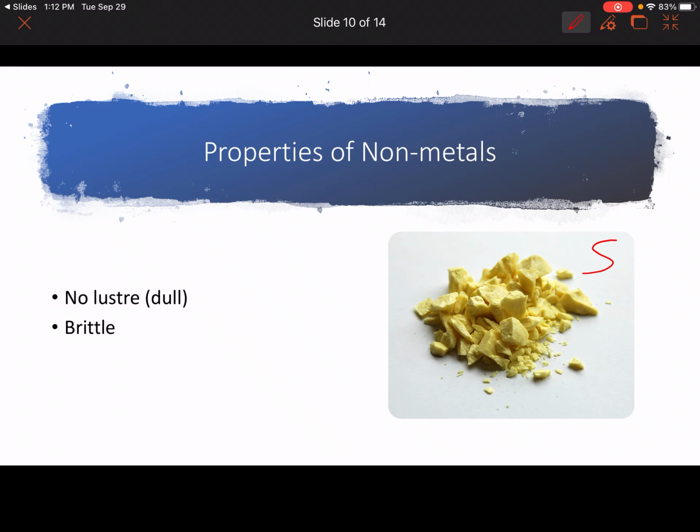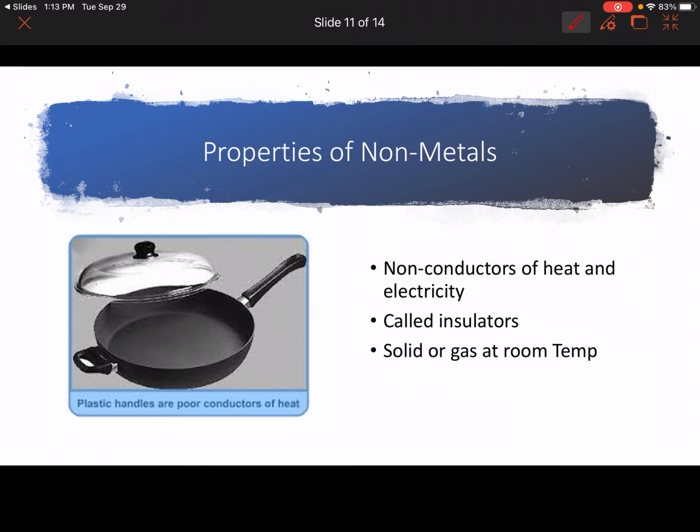They're brittle, which means you get these like powdery pieces. So remember with the gold, if you hammered it, you could hammer it out into a thin sheet. You cannot do that with nonmetals. If they're solid like this, you hammer it, it'll just break apart. So it's just brittle. You can't bend them. They are also non-conductors of heat and electricity, and that would mean they're called insulators.